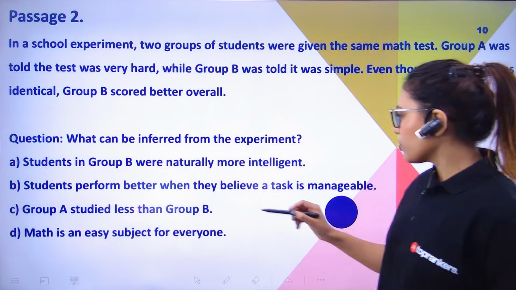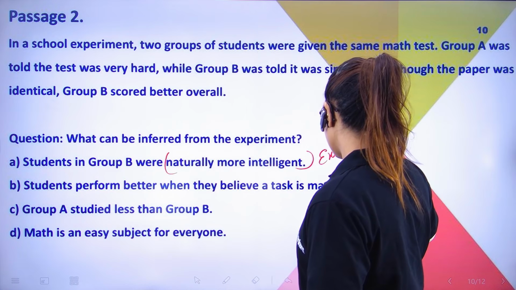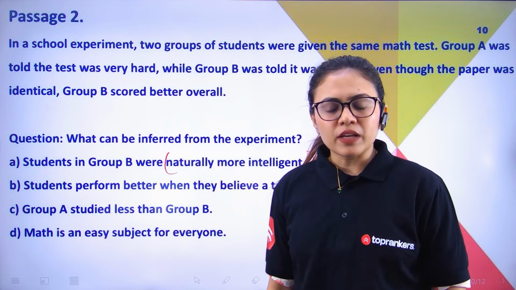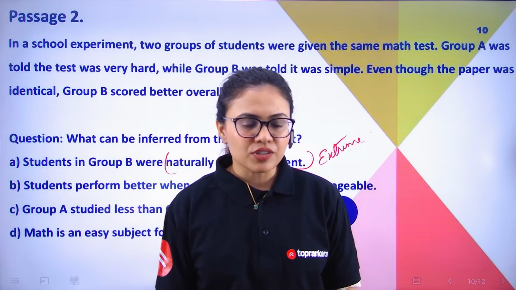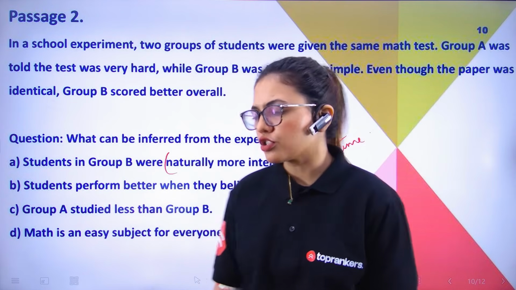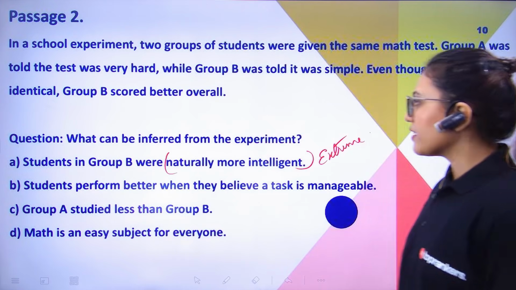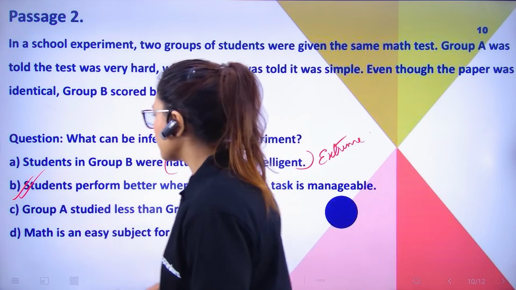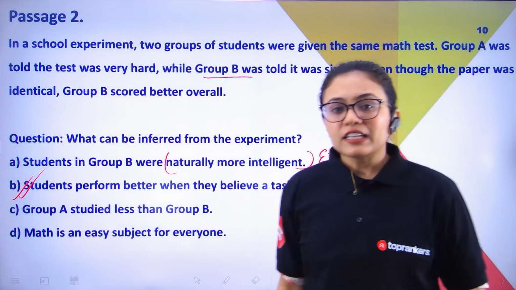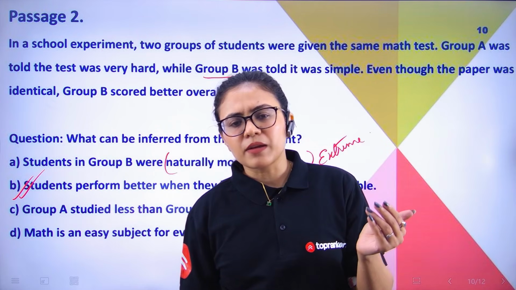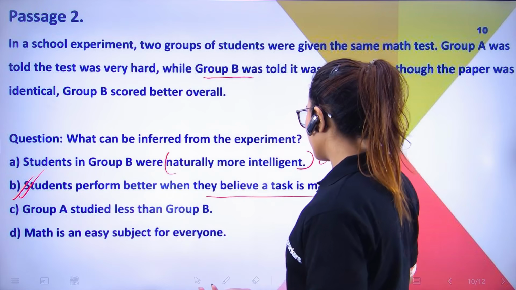The first thing that we are going to remove right away is this, because this is extreme. Students in Group B were naturally more intelligent. Do you see any evidence in the passage that establishes that they were naturally or inherently more intelligent? No. Then, students perform better when they believe a task is manageable. I think that is something which we can infer from this particular text, because just by telling Group B that it is going to be easy, they did understand that it is going to be something that they'll be able to do. तो वो doable था, manageable था, and that was the attitude they carried throughout the test.